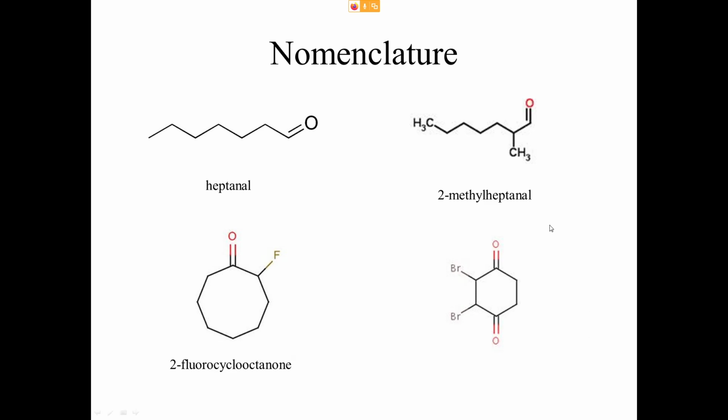Right, and then the one on the right, just go slow. Find the longest continuous chain that must include the highest priority thing. Well, what's the highest priority thing? Let's do this one step at a time so everybody can follow.